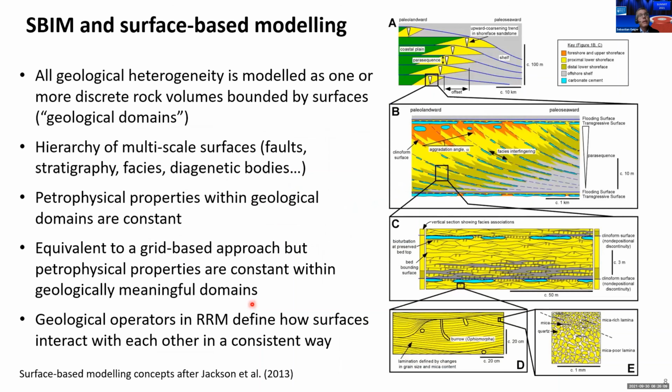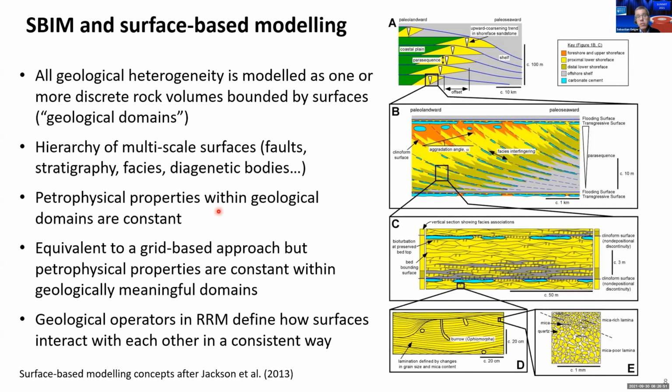To do this, we use surface-based modeling, which is different from the existing grid-based reservoir modeling. All geological heterogeneity that we represent is modeled as one or more discrete rock volumes bounded by surfaces. We call them geological domains. And that can work at any scale. Fundamentally, you could think of a geological domain as an individual grain and the pore space, or it could be the big parasequences that you model at nearly the basin scale. Basically, any scale can be modeled by surfaces. So there is a hierarchy of surfaces at multiple scales: faults, stratigraphy, facies, diagenetic bodies.